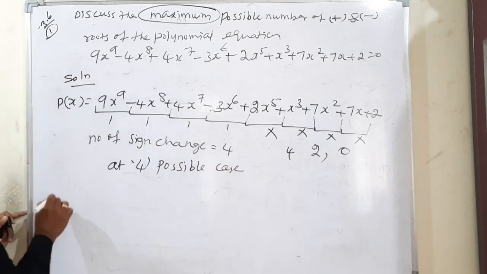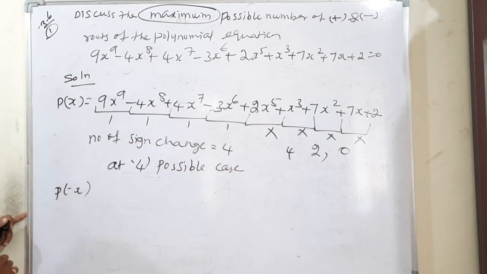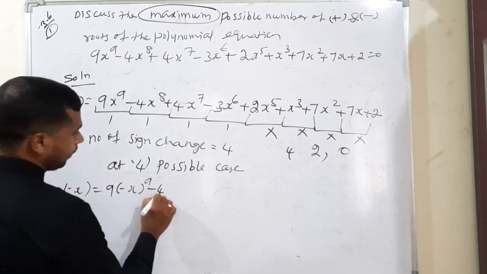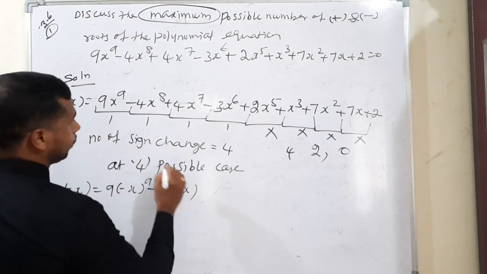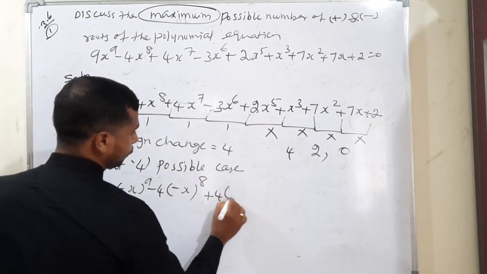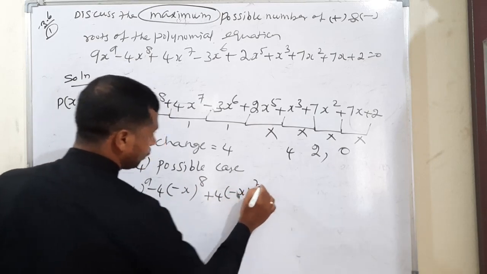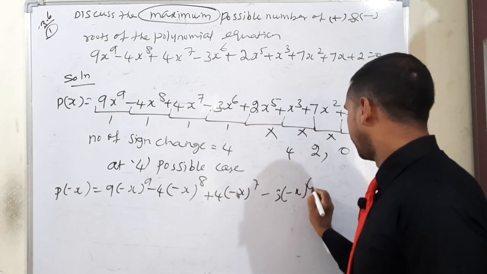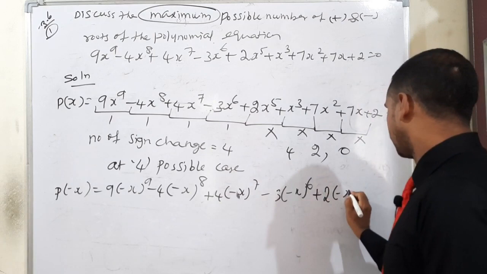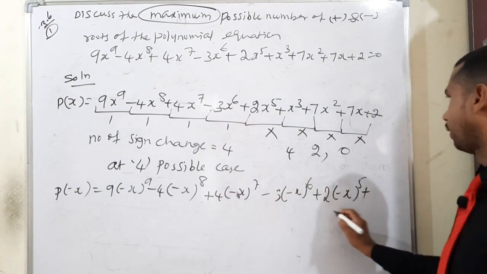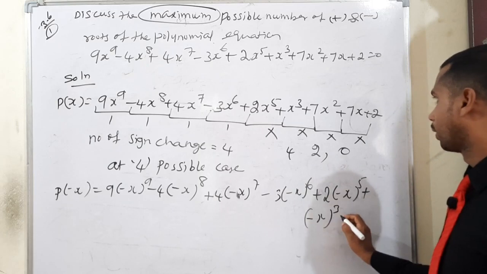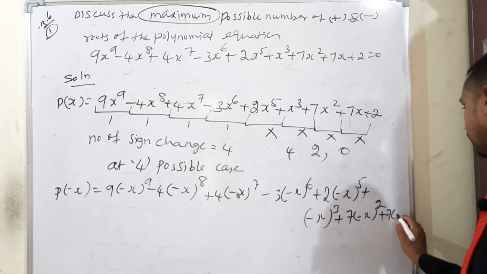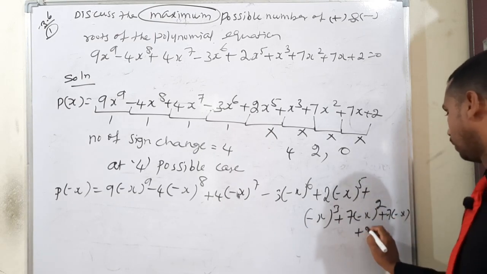Okay, now moving to P of minus x. So P of minus x means 9 into minus x the whole to the power 9, minus 4 into minus x the whole to the power 8, plus 4 into minus x the whole to the power 7, then minus 3 into minus x the whole to the power 6, plus 2 into minus x the whole to the power 5, again minus x the whole cube, plus 7 into minus x the whole square, again plus 7 into minus x, and the last condition, plus 2.